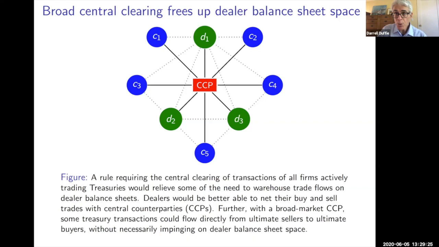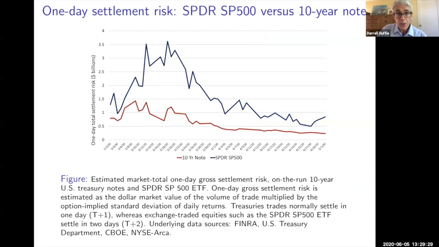Okay, if there's nothing else, I just want to mention one or two cleanup items. One of these is, how much risk is there in the Treasury market? Would it overwhelm a CCP? Well, not really. The one-day risk for settlement of the 10-year Treasury note, which is shown in red, in billions of dollars, this is for the whole market, is not as big as the one-day settlement risk on one single equity security that's currently centrally cleared, and that's the SPDR S&P 500, shown in blue.